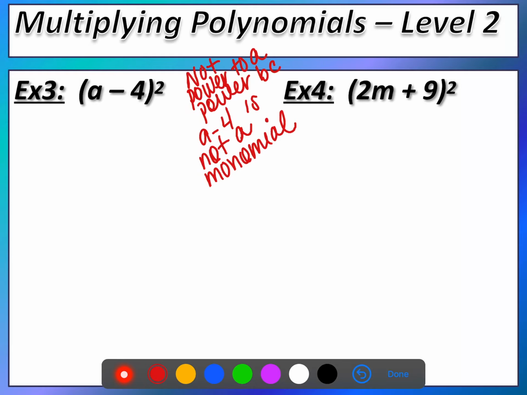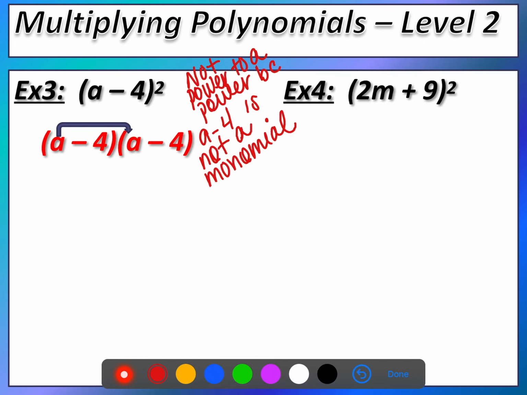Instead, what that means, because it is squared, squared means to multiply by itself. So that really means a minus 4 times a minus 4. So this is kind of just a special case of a FOIL problem where the binomials are the same expressions.